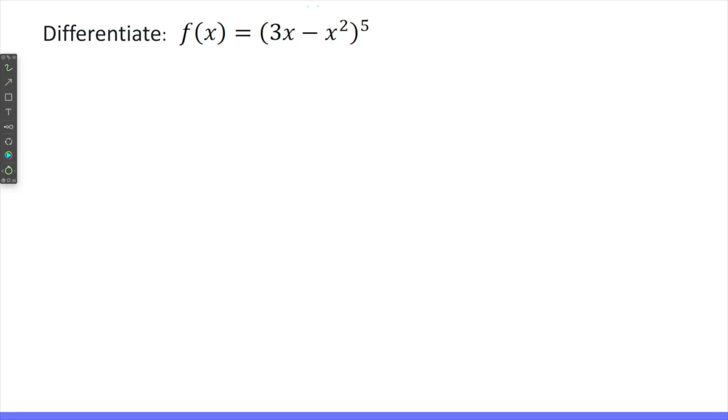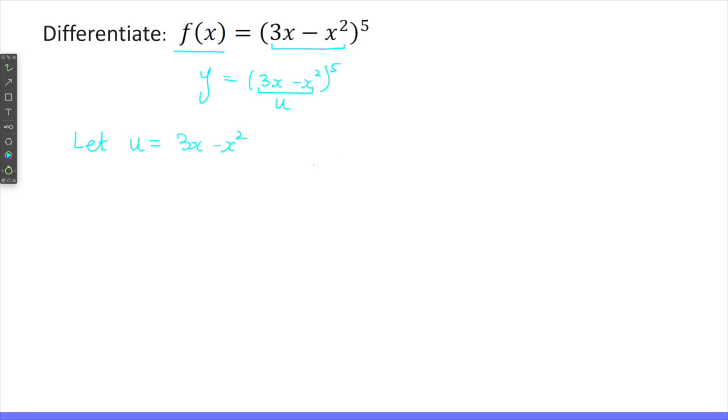So first of all here, we can see that this function is in fact a composite function. It is a function within a larger function. So 3x minus x squared is the inside function, and then the outside function is this inside term all to the power of 5. Just to help with our explanation today, instead of f of x, I'm going to rewrite this as y. So for our inside function, instead of using this big term, I'm going to call that u. So I'm going to let u equal 3x minus x squared.